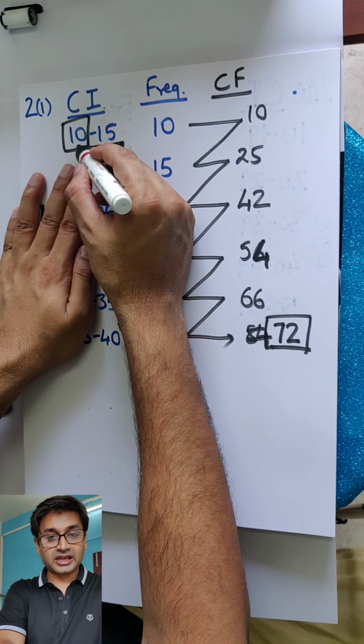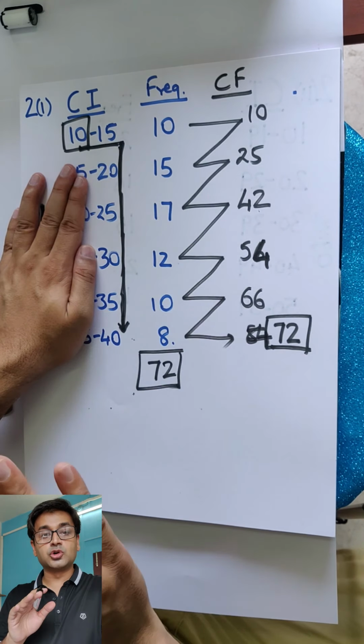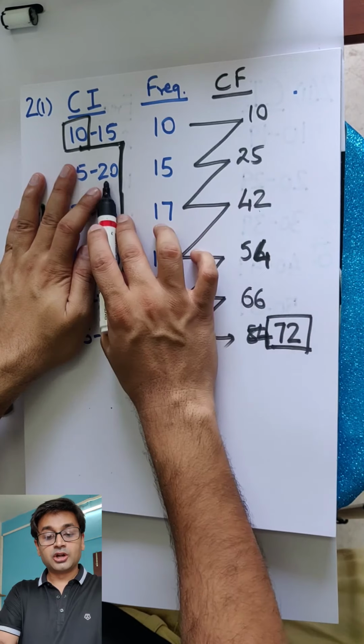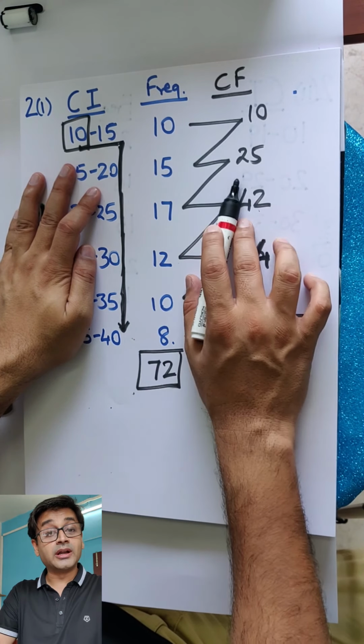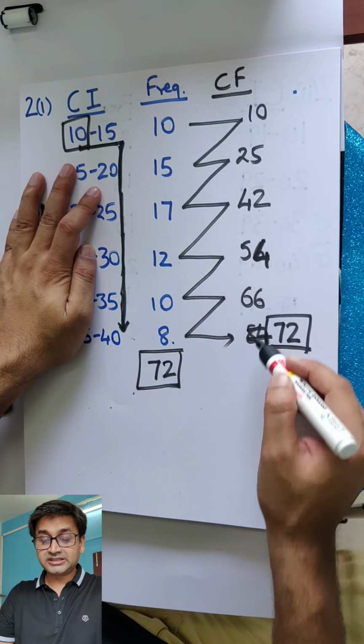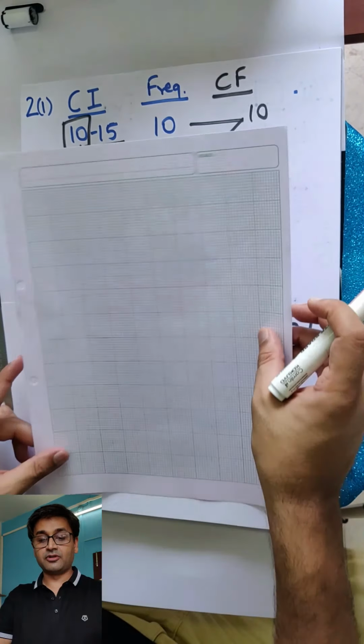So when you take this 10, this first value is always going to be plotted as 0. Always plotted as 0. Then 15 will be plotted as 10. 20 will be plotted as 25, not 15. Right? All the CFs we are trying to plot. Why CF? Because the name is cumulative frequency curve. So cumulative frequencies is what we need to plot. We need not plot frequencies here. Okay. So let's try and work out.